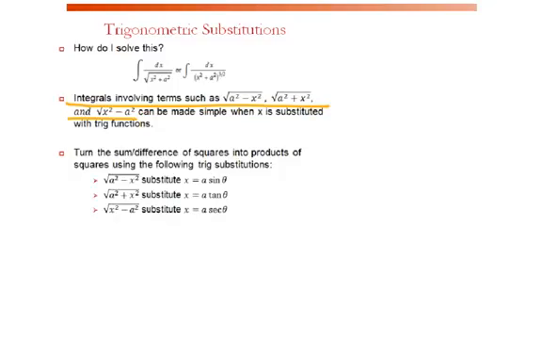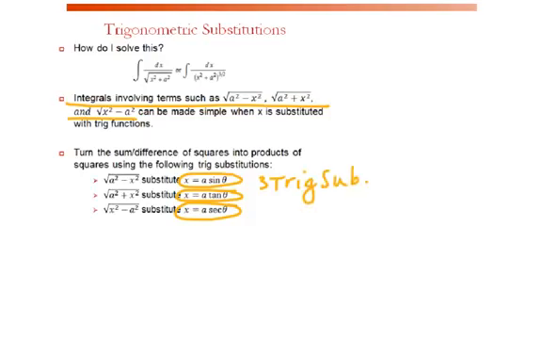If we see a squared minus x squared, we're going to use an x equals a sine theta substitution, which we saw in the initial problem that I did. If we have the root of a squared plus x squared, we're going to use a tangent of theta for x, and if we have x squared minus a squared, we're going to use a secant of theta. So there are 3 trig substitutions that we're interested in.